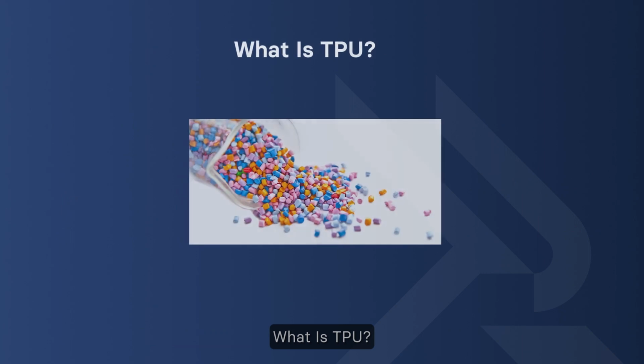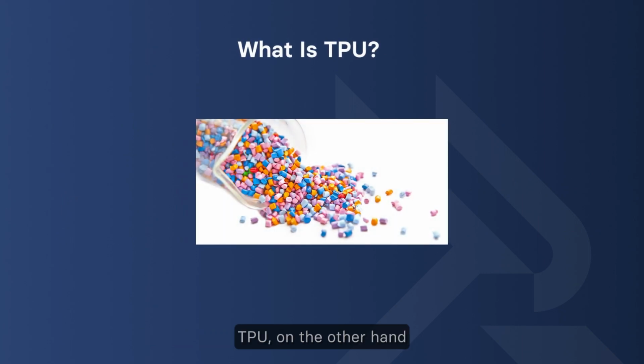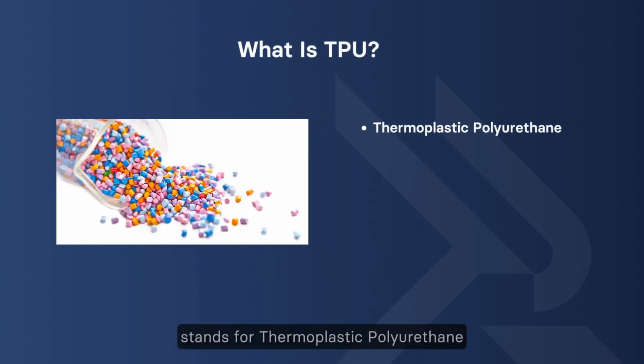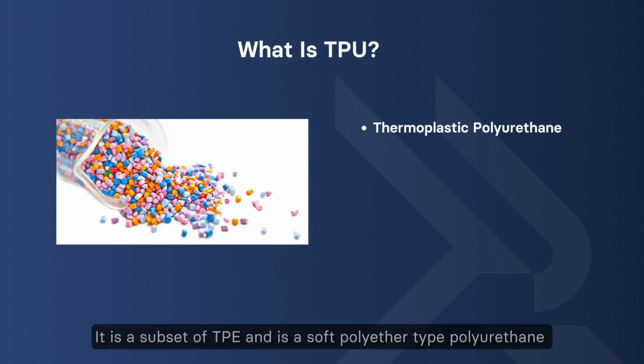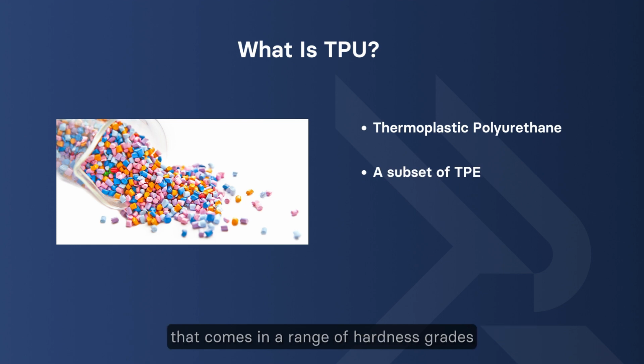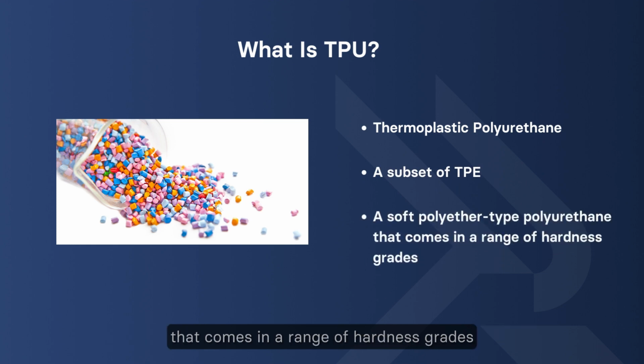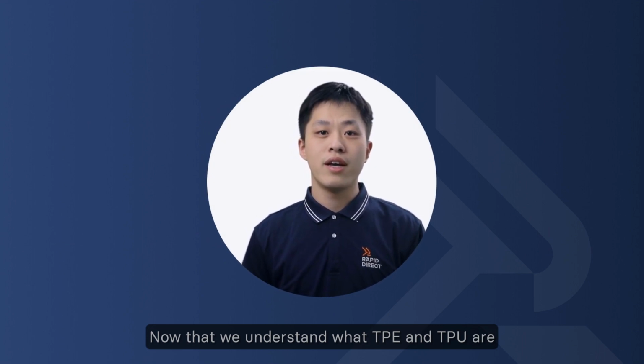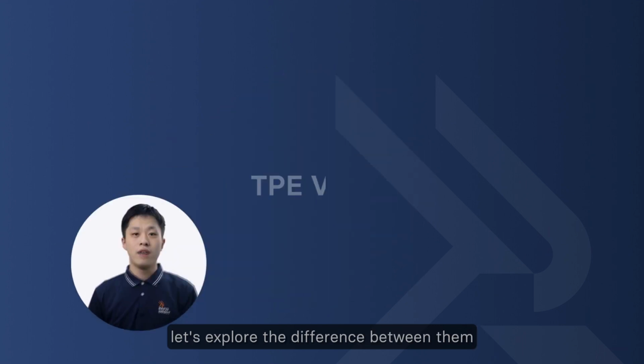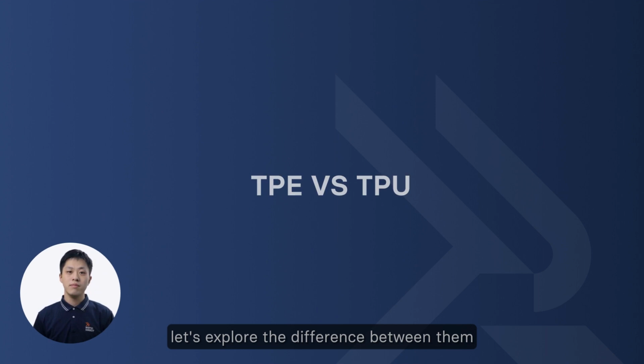What is TPU? TPU, on the other hand, stands for Thermoplastic Polyurethane. It is a subset of TPE and it's a soft polyurethane type that comes in a range of hardness grades. Now that we understand what TPE and TPU are, let's explore the difference between them.